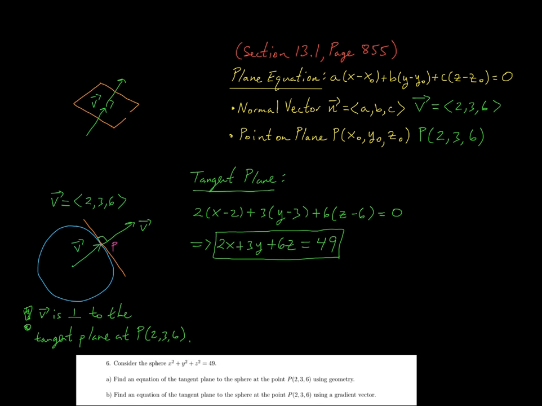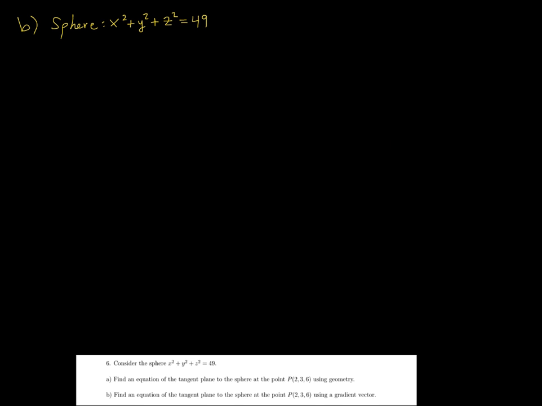So now what I want to do is look at the next part, which is really to just find the equation of the tangent plane again, but now we're going to do this using a gradient vector. Okay, so how exactly do gradients come into play here? Well, what we're going to do is we're going to look at this left-hand side, our x squared plus y squared plus z squared, and I'm going to think about this thing as a function of 3 variables. So I'll call that f of x, y, z. Okay, so if this is our function of 3 variables, then what can I say about this thing in relation to our sphere?